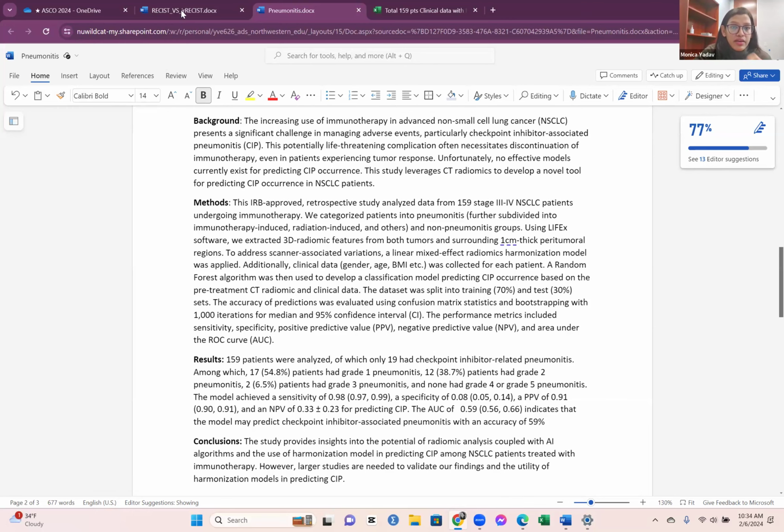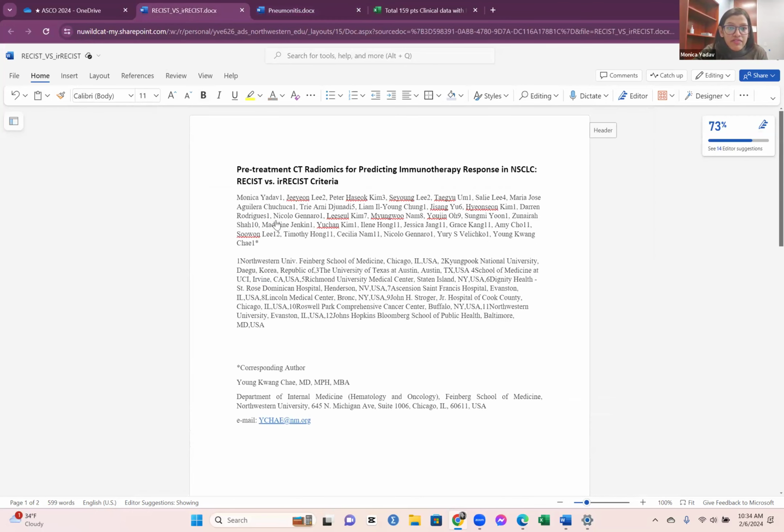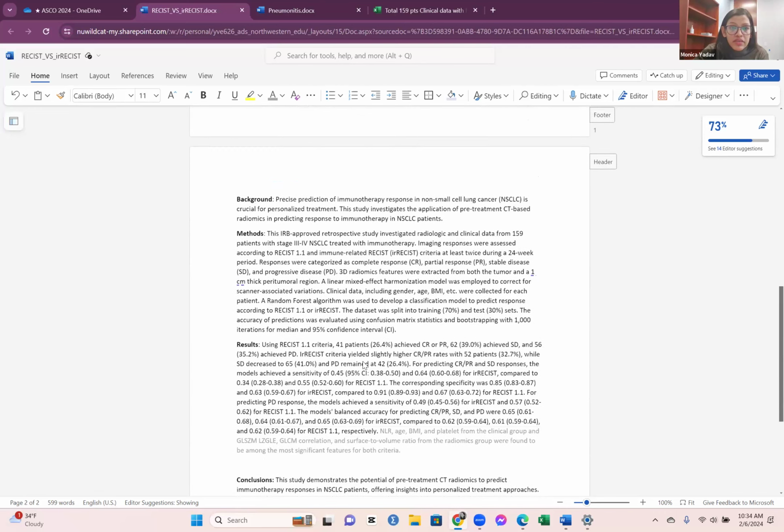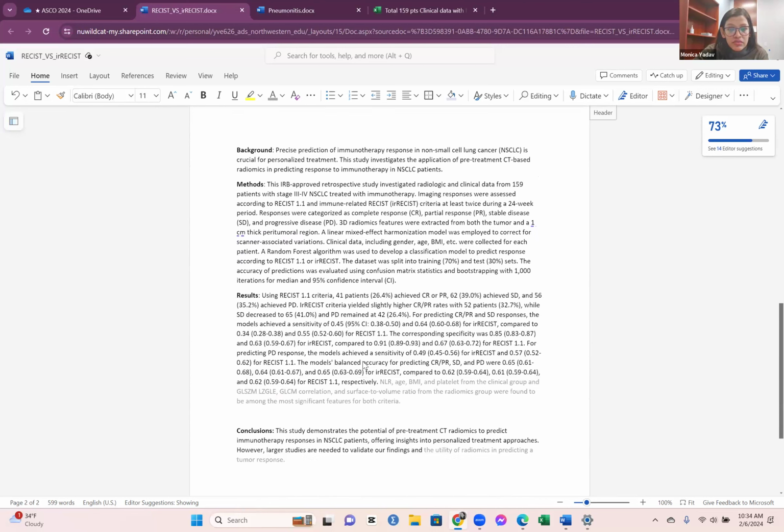To my next one. Yes. So again, have to change the author list, but Dr. Yuri has suggested this title. Pre-treatment CT radiomics for predicting immunotherapy response. RECIST versus iRECIST criteria. Very interesting. Good. I like it. And coming down to the abstract.